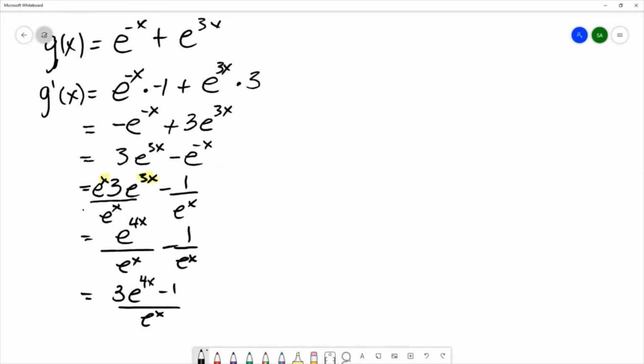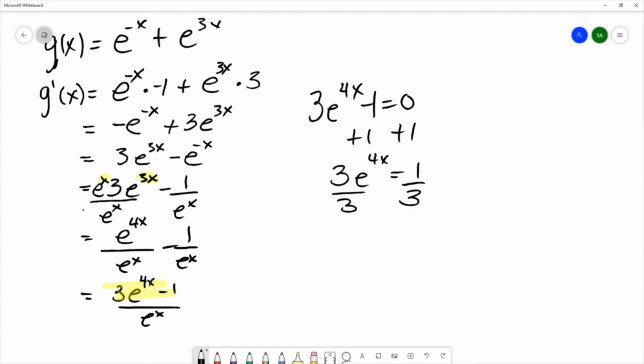So I want to think about when this derivative is equal to 0 or undefined. So equal to 0 would be when the numerator is equal to 0. So that's 3e to the 4x minus 1 equals 0. I'd add 1 to both sides. That's 3e to the 4x equals 1. Divide by 3, that's e to the 4x equals 1/3.